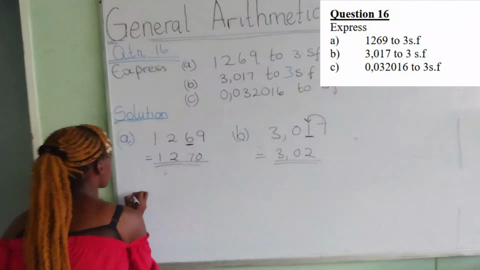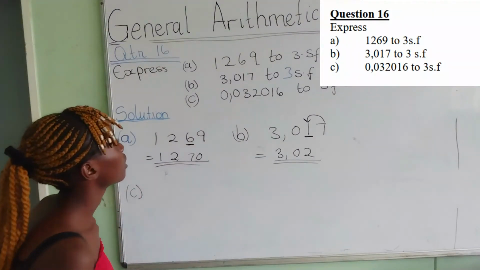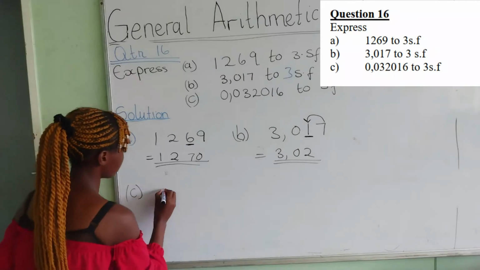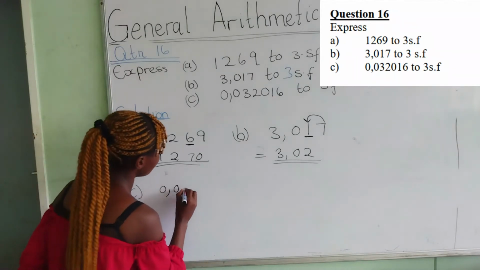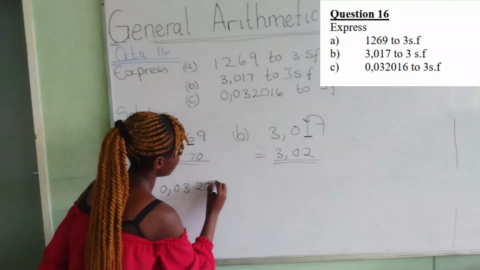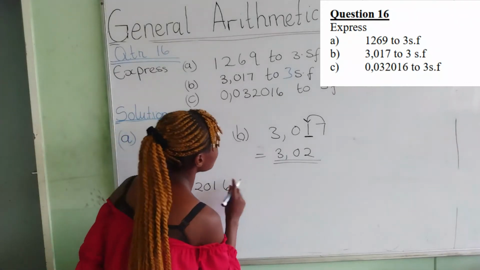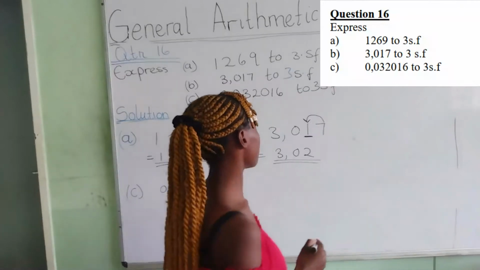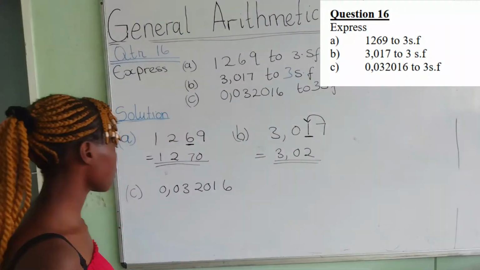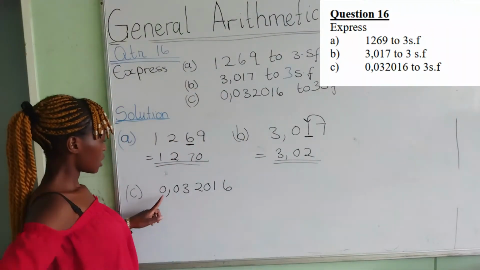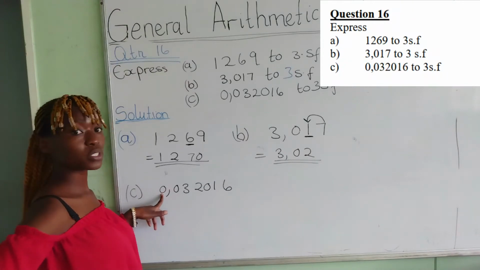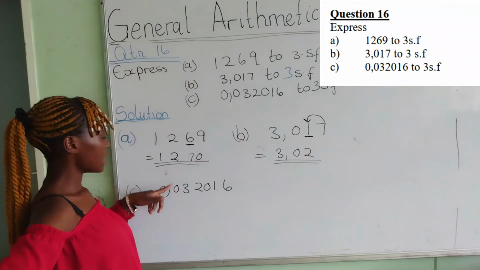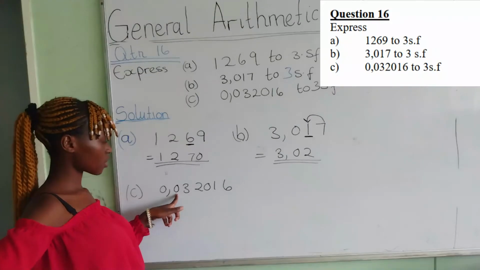Okay, our part C, we're going to say 0.03201, to 3 significant figures. Okay, for this part, the first 0 is not counted as a significant figure. Neither is the second 0 counted as it.